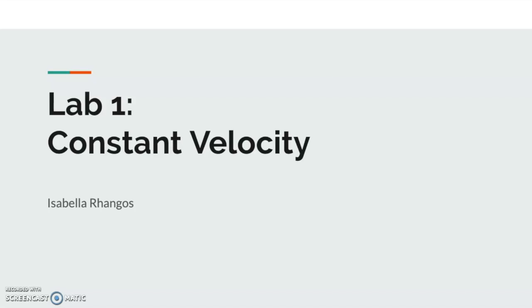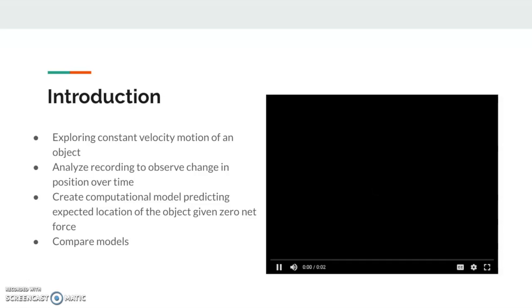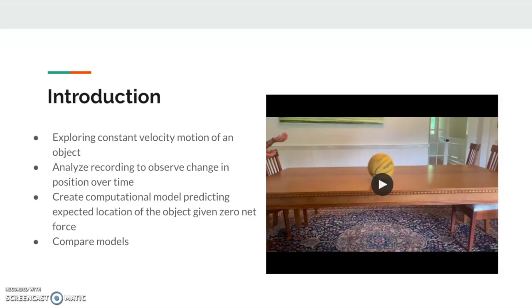This lab explores constant velocity motion, the motion of an object with a constant speed moving in a constant direction. By analyzing a recording of an object moving at the same speed in the same direction, I used Tracker to plot its motion on the x-axis over time.